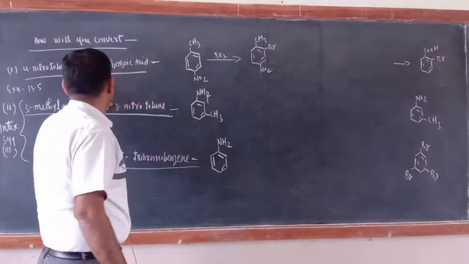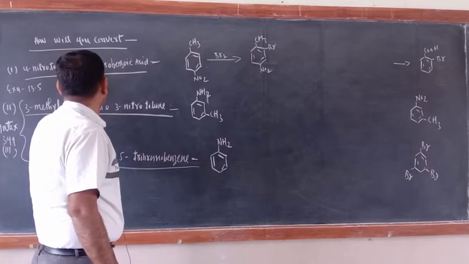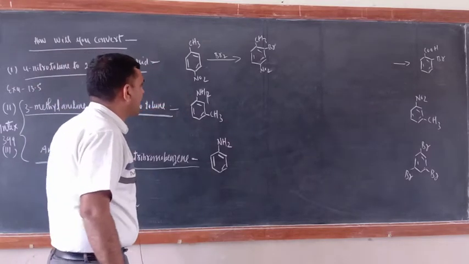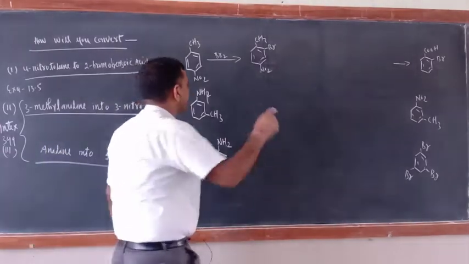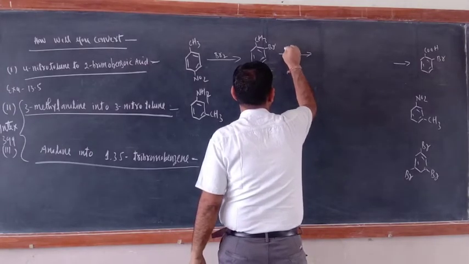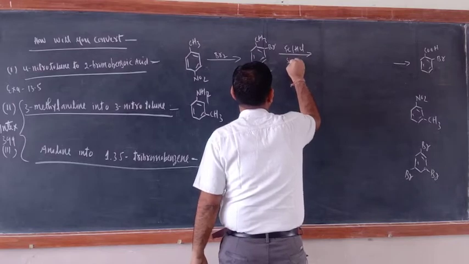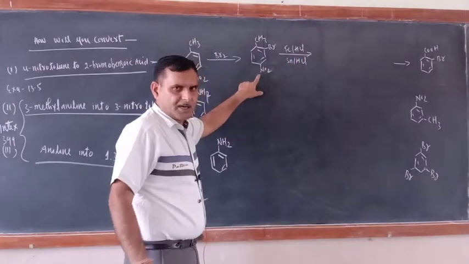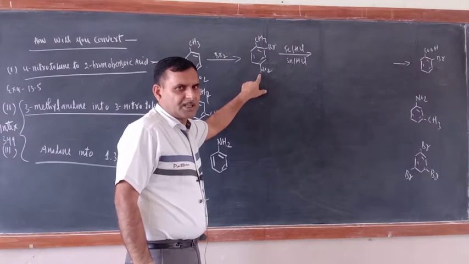Next, they are asking 4-nitrotoluene to 2-bromobenzoic acid. Don't worry, we will get the benzoic acid also. Now you do one thing. First, reaction with Fe/HCl or Sn/HCl. Very simple. Convert this one into an NH2 group and then subject it to diazotization.